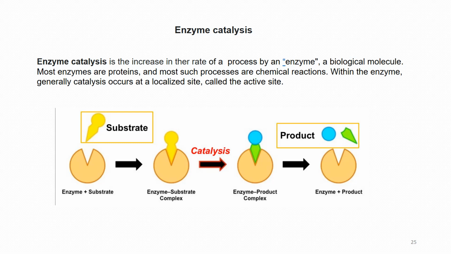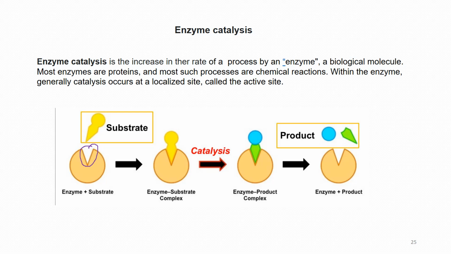In case of any biological species or in any living beings, to accelerate the rate of a reaction, we need enzymes. So enzyme catalysis is the increase in the rate of a reaction by an enzyme, a biological molecule. Most enzymes are proteins, and most such processes are chemical reactions. Within the enzyme, catalysis generally occurs at a localized site called the active site. So in case of an enzyme, there is a specific site, and it reacts with a specific substrate.